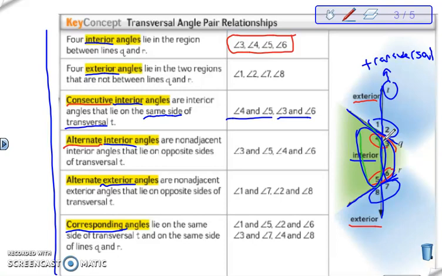Alternate angles are on opposite sides of the transversal. So we notice 3 and 5, right? 3 is on the right-hand side. 5 is on the left-hand side. 4 and 6. 4 is on the left-hand side. 6 is on the right-hand side. So that's the idea with those types of angles.